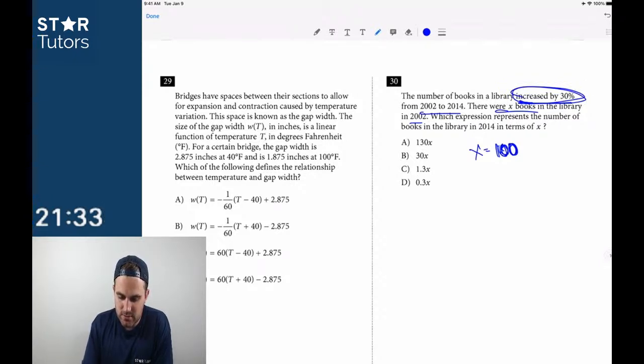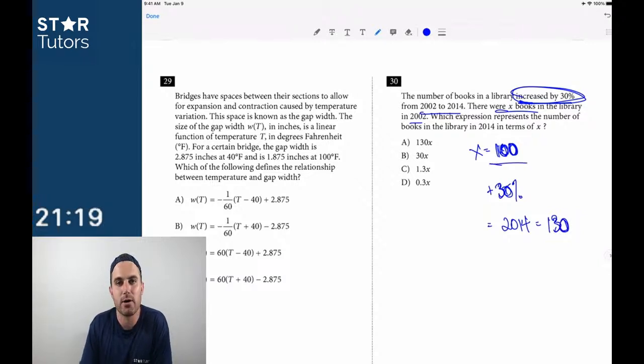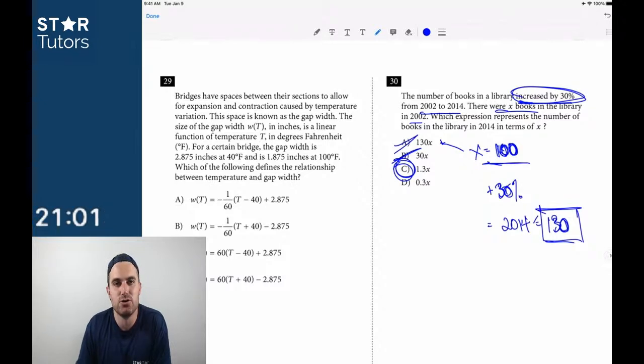Which expression represents the number of books in the library? So if we had 100 and we increased that by 30%, now in 2014, we have 130 books. If X was 100, we can plug this into each. Is 130 times X equal to 130? No. 30 times 100? No. It's got to be 1.3. We're increasing it by 30%, so 1.3 times 100 books in 2002 would give us 130 books in 2014.